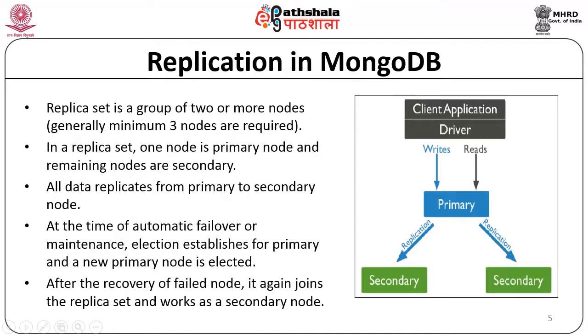Now, let us understand how replication is happening in MongoDB. A replica set in MongoDB is actually a group of 2 or more nodes. Generally, in a MongoDB environment, a minimum of 3 nodes is required. As shown in this diagram, you will find a primary node and 2 secondary nodes. These 2 secondary nodes are the actual replicas of the primary node.